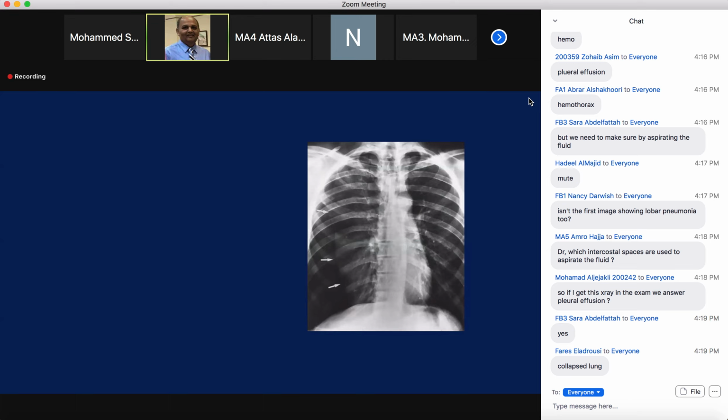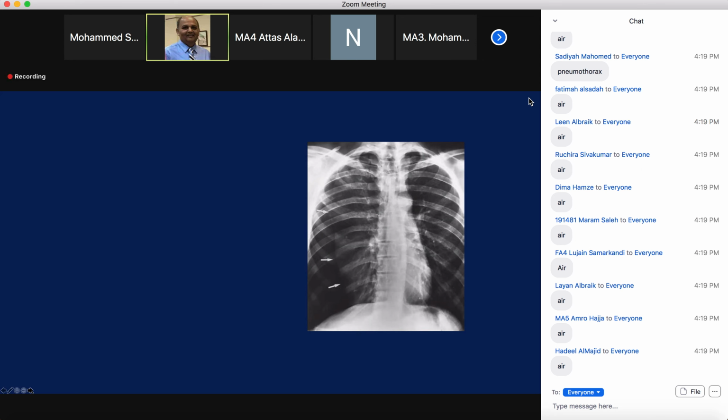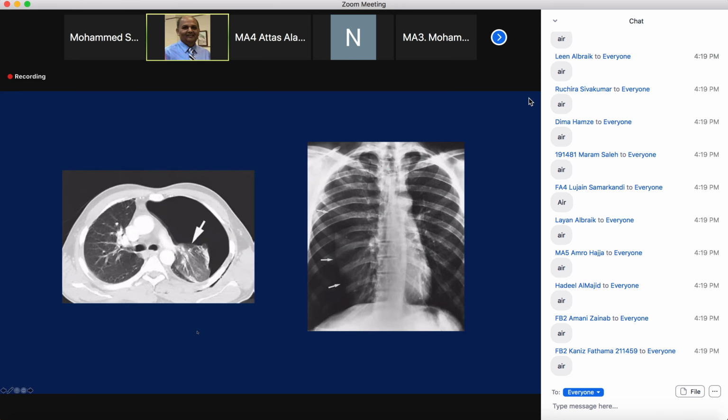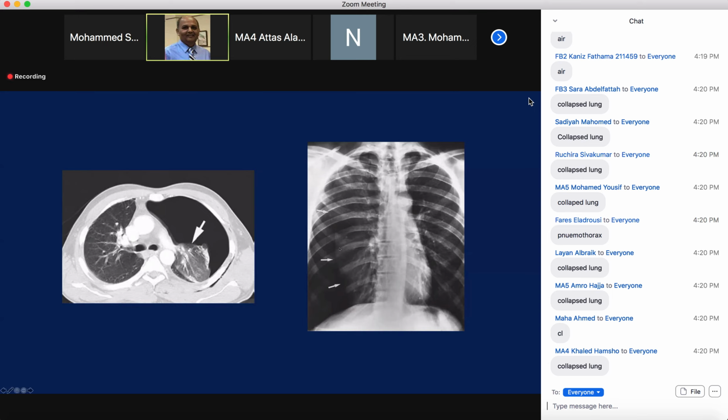Collapsed lung, excellent. So, is it air or fluid? Air, very good. So now, I'm showing you a CT scan. What do you see in this CT scan? Shown with this white arrow. Collapsed lung. So this is the same person, CT scan. So this is how you can see a pneumothorax on an X-ray.